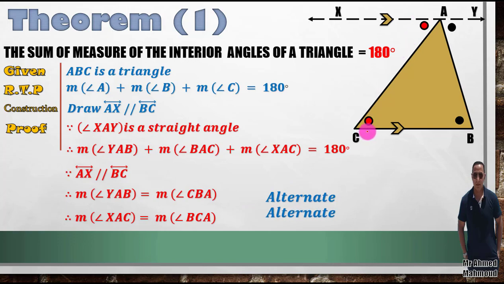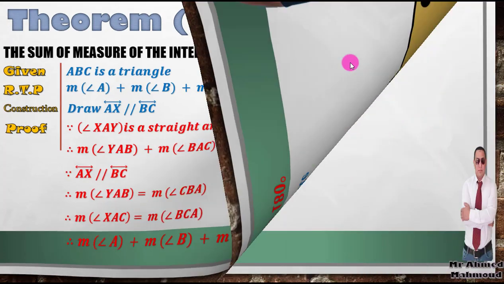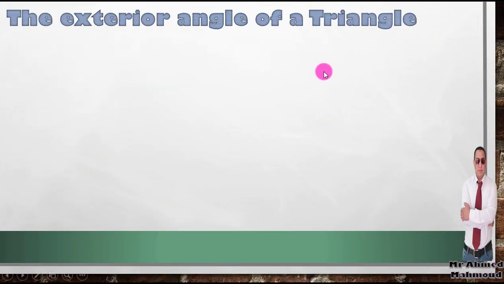BCA, alternate angles also. Now since this angle equal to this angle and this angle equal to this angle, and at the first the sum of angle YAB plus BAC plus XAC equal 180, so the sum of the interior angles of triangle A plus B plus C equal 180. This is in symbols. Again, I don't need to memorize this proof. I need only to memorize this rule. Okay, now let's solve some questions about this rule.